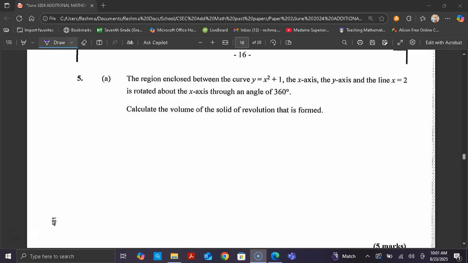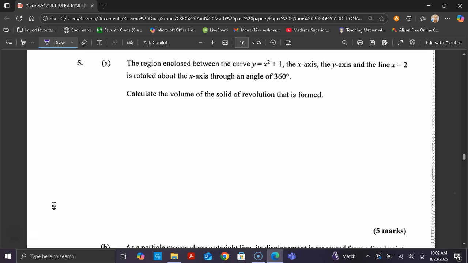So the region enclosed between the curve y is equal to x squared plus 1, the x-axis, the y-axis, and the line x equals 2 is rotated about the x-axis through an angle of 360 degrees. Calculate the volume of the solid of revolution that is formed, and this is worth 5 marks.